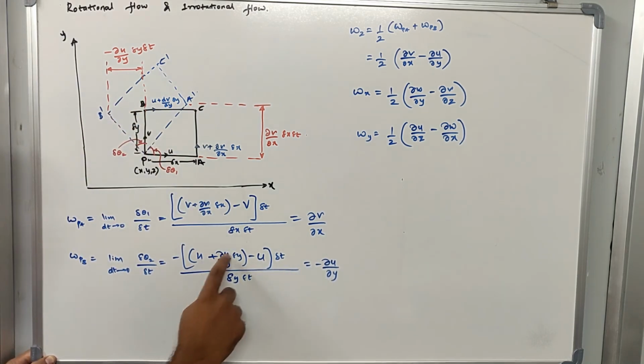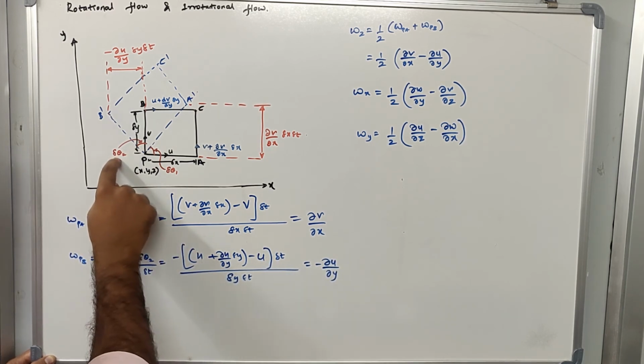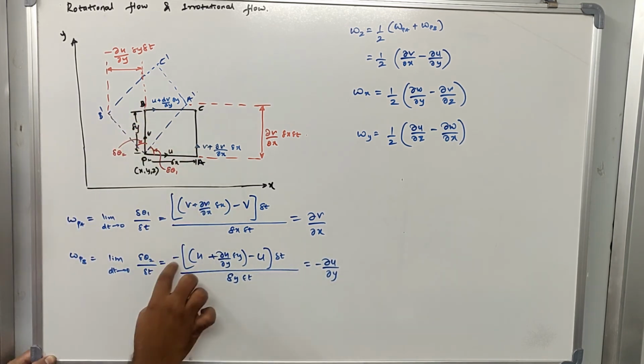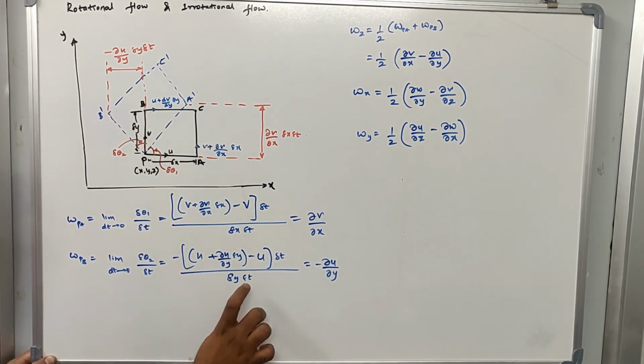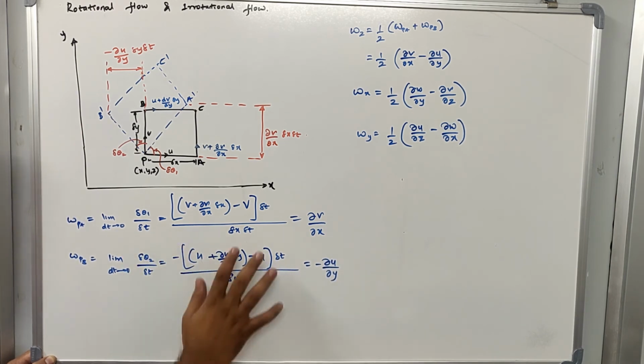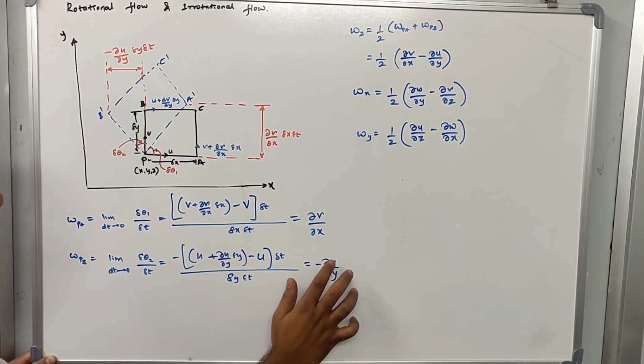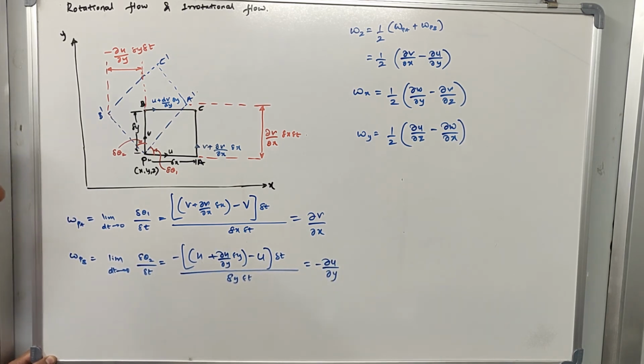So u plus du by dy into delta y, minus u, divided by delta y, multiplied by dt divided by delta y, gives you opposite by adjacent, which represents delta theta 2. But delta theta 2 is happening opposite to the x direction. That's why we are taking it as minus, and divided by dt. So this gives my equation for WPB. Now if you simplify this equation, this is what I get, which is minus dou u by dou y.